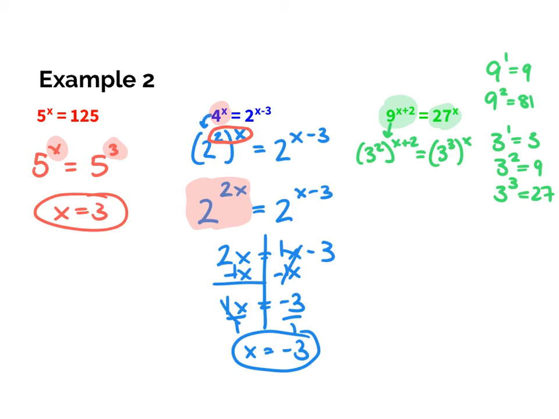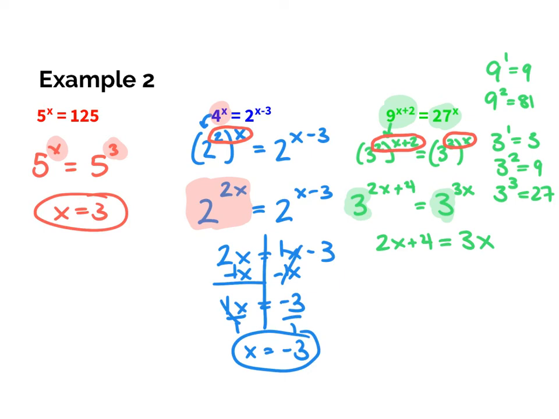Now, just like I did in the previous example, I'm going to use that power of a power rule. I'm going to take my exponent of 2 and multiply it by x plus 2, and I'm going to do the same thing with 3 and x on the other side. Now, when I do it on this side, notice I'm multiplying one thing by two things, so I'm going to have to distribute. So I'd get 3 to the 2x plus 4 equals 3 to the 3x. Notice now that I've changed them both to a base of 3, but now I have my exponents of 2x plus 4 and 3x. So once I get to that point, I can rewrite my equation looking at strictly the exponents. So I'm using the exponents to write myself a linear equation.